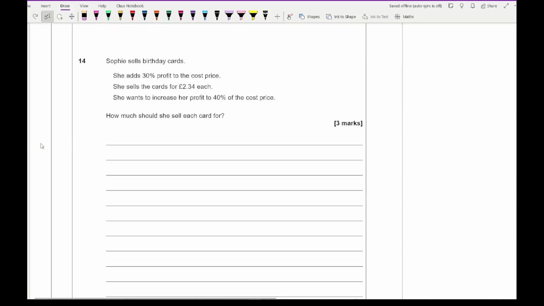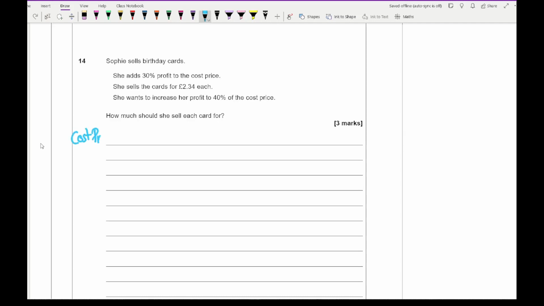So for the next question, question 14, it says that Sophie sells birthday cards. She adds 30% profit to the cost price. She sells the cards for £2.34 each. She wants to increase her profit by 40% of the cost price. How much should she sell each card for? Now for this, again, what we need to do first is work out what her original cost price is.